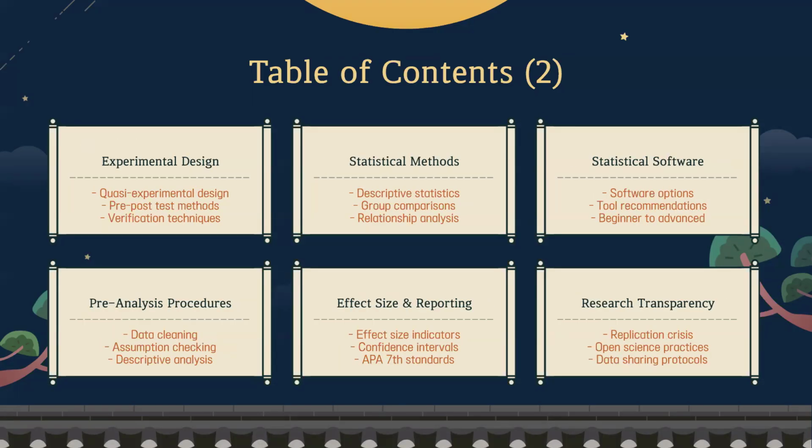The second half covers more detailed topics. We will examine experimental designs, including quasi-experimental method. We will review different statistical methods and popular statistical software options. Then we will learn crucial steps before analysis, known as pre-analysis procedures. A very important part is effect size and reporting. And finally, we will discuss research transparency to ensure our work is credible.